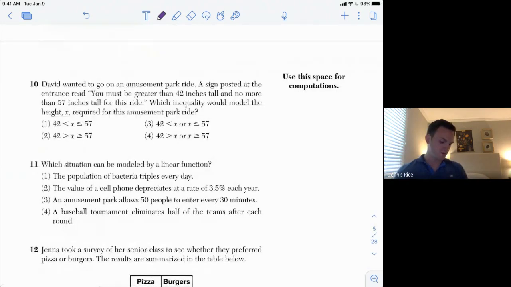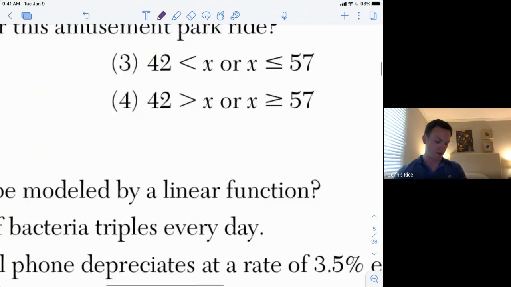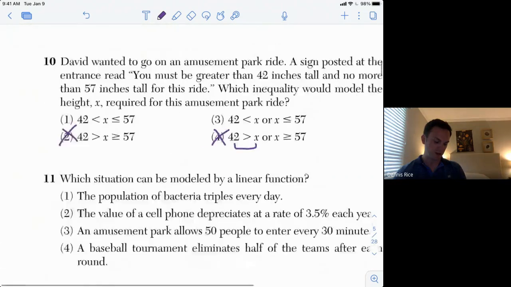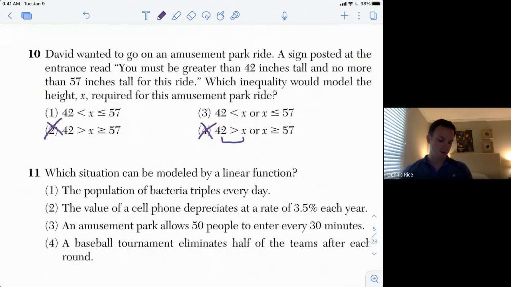David wanted to go to the amusement park. A sign poster read, "You must be greater than 42 inches tall and no more than 57 inches tall for this ride." Which inequality would model his height? Look at number 2. The symbols are facing the wrong way. Same thing with number 4. This is saying you have to be under 42 inches tall, like you have to be a baby or something. So it's between choice 1 and 3.